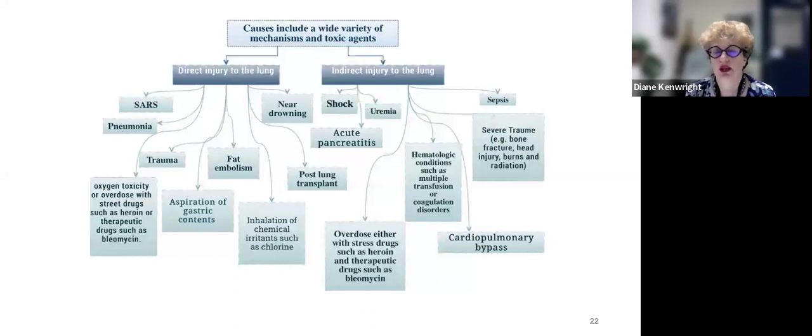Those of you who like flow diagrams, here's one explaining it all. You can stop the video and take that in and note it down, but we've been through it in a list, so we're not going to go through it again.